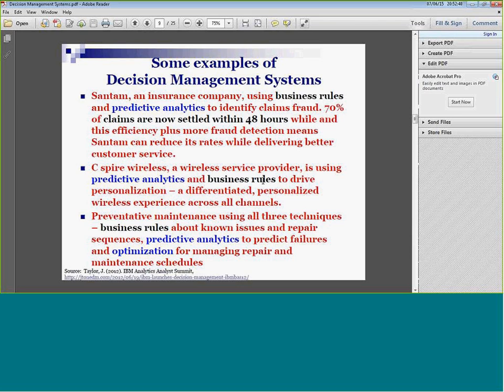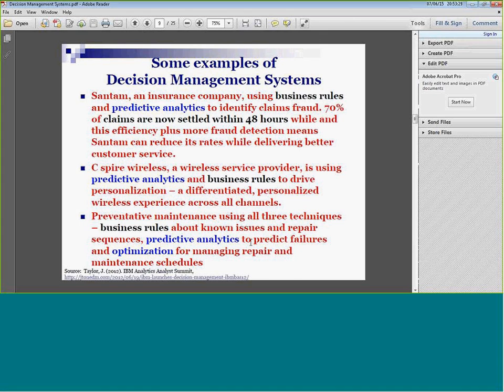C-Spire Wireless, predictive analytics and business rules to drive personalization. So I can have rules in there that say, okay, if you're from a certain state, you do this and that, I give you a different deal. Preventive maintenance. Now, this is a biggie. I think I provided you with the example. It might have been in my 640 class, but there's a great example of a company that can predict machine breakdowns 2 weeks in advance out on oil rigs before they break. Now, think of the value that is. If you can predict that an oil rig machine is going to break before it breaks and take preventive action to keep it from breaking, you save yourself a lot of time, a lot of money, because once they break, it's much harder to fix.